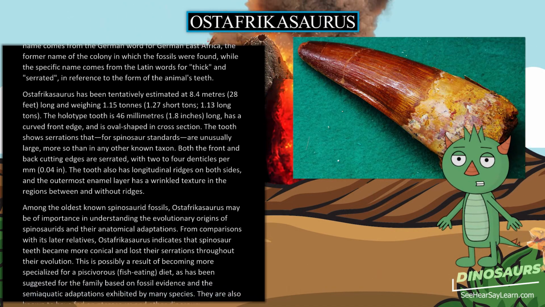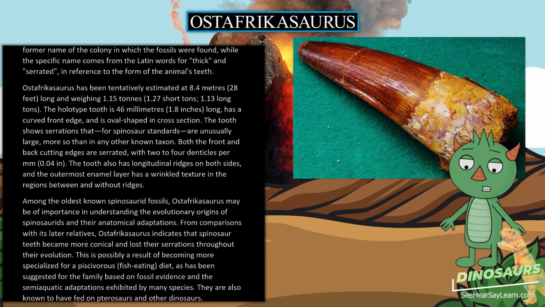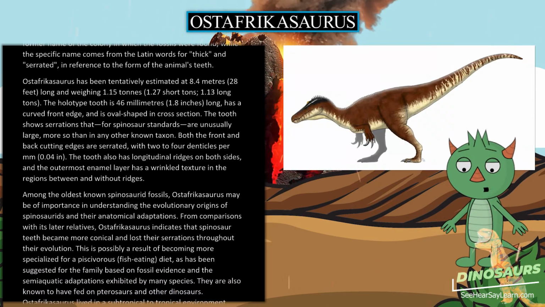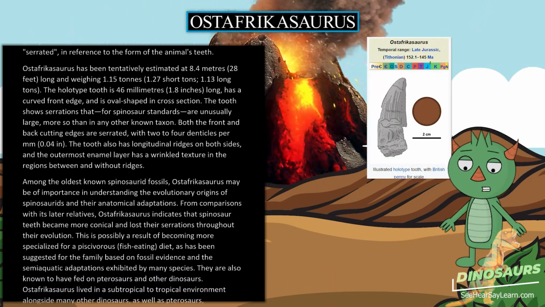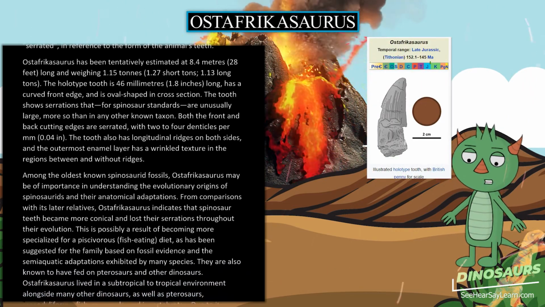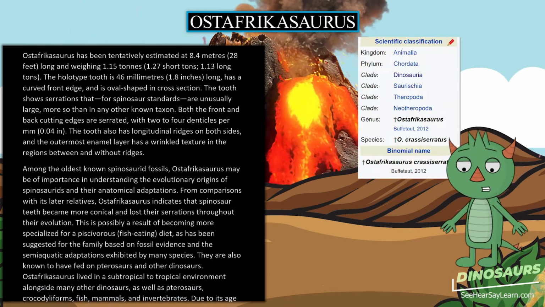Both the front and back cutting edges are serrated, with 2 to 4 denticles per millimeter, 0.04 in. The tooth also has longitudinal ridges on both sides, and the outermost enamel layer has a wrinkled texture in the regions between and without ridges.